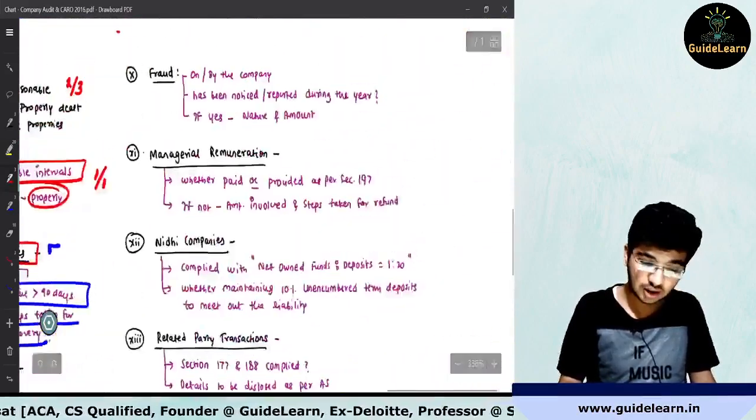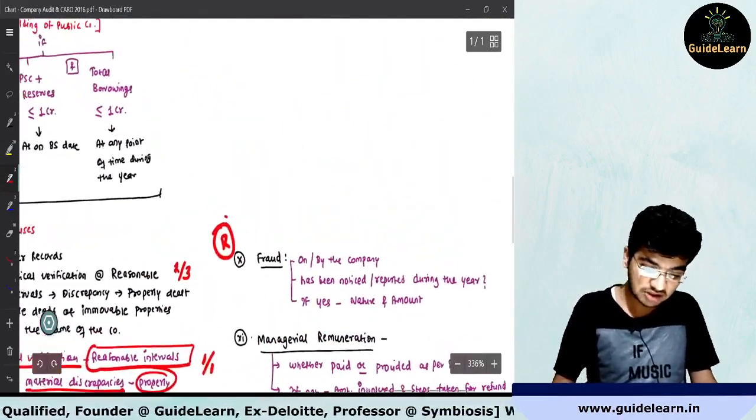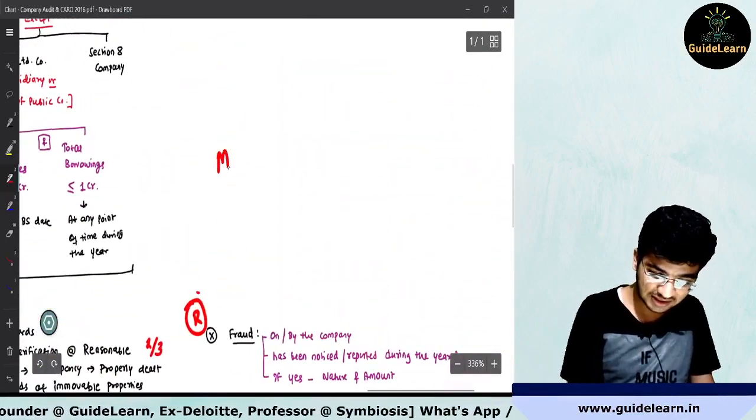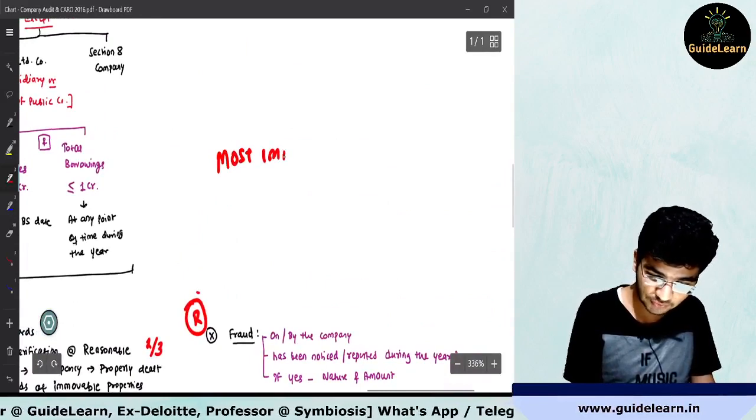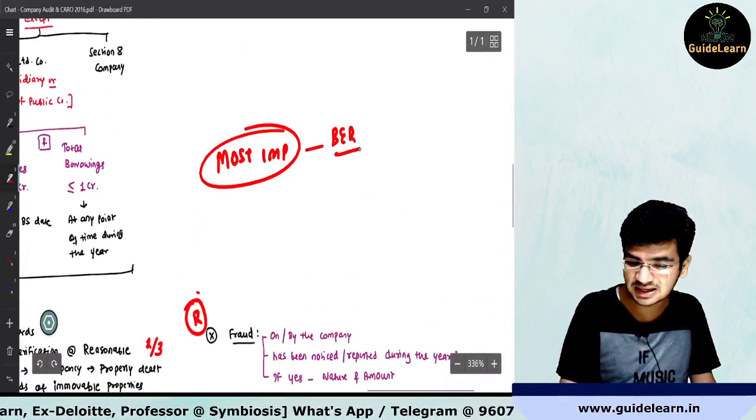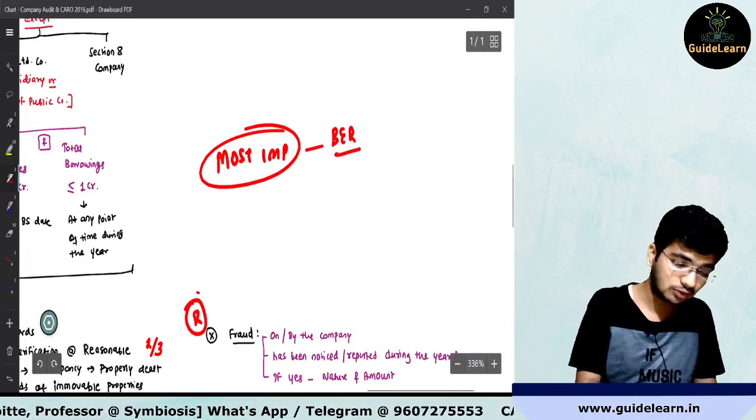Next one, clause number 10, very important for the examination. Which are the clauses that are most important for examination, guys? I'm just writing it down: most important clauses for examination. You can just mark it down. I call it BER, before exam revision. The last day revision, or the before exam revision, in that 1.5 day.